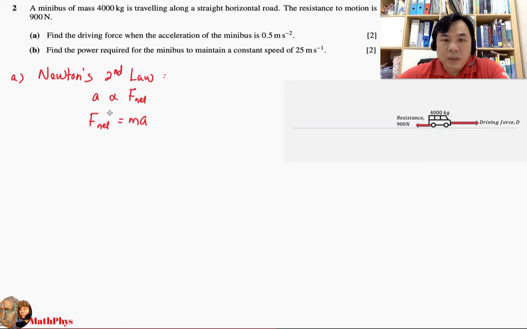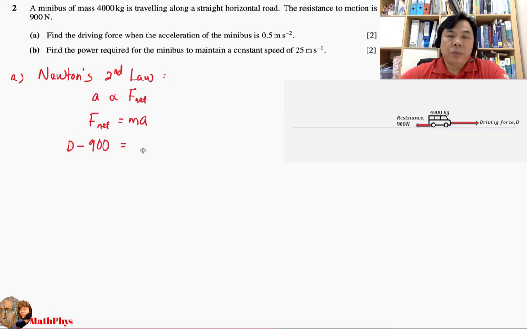Now, first of all, resultant force. How do we get the resultant force in this case? Resultant force basically means the difference between all the forces that are acting on that object itself. So in this case, we only have two forces acting on the minibus, that is the driving force and the resistive force. So the resultant force would be the difference between these two forces. I would like to assume that in this case, the driving force must be larger than the resistive force. So we will write down the driving force minus the resistive force, which is the difference between the two forces.